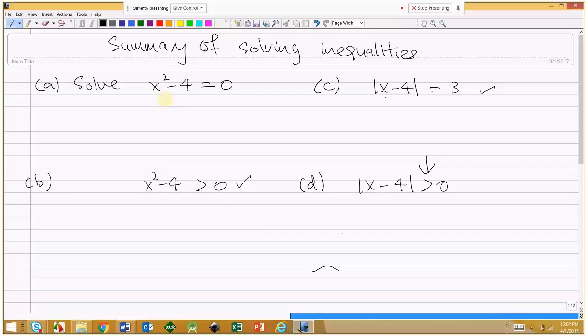The first one, x squared minus 4 equal to 0. So x plus 2, x minus 2. This one you do not need to copy. You just sit back and relax. Because it is an equal sign, you can just say x equal to -2 or x equal to 2. This one should be easy.